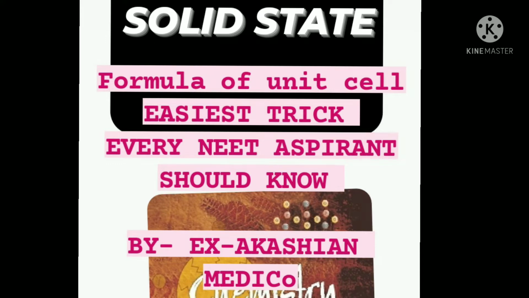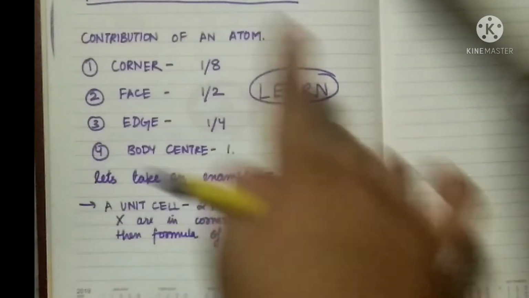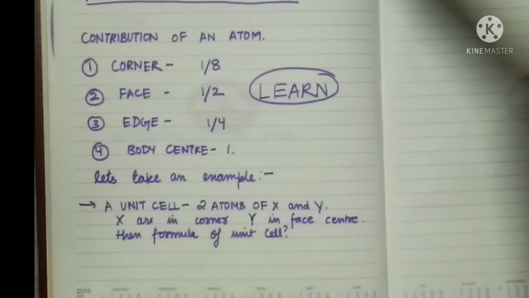So, formula of unit cell. First we have to learn the contribution of an atom. Corner is 1 by 8, face 1 by 2, edge 1 by 4 and body is 1. Let's take an example. So we have a question.